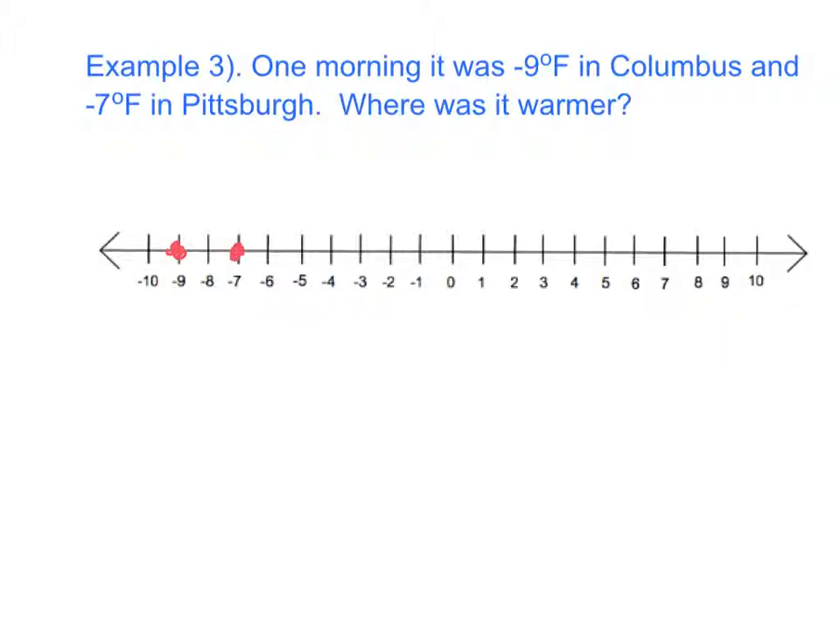So for it to be warmer, it would be a larger value. And remember, the number line can help us figure this out because the numbers farther to the left are smaller and the numbers farther to the right are larger. So -7 is farther right than -9. So where was it warmer? That would be right here, and that's Pittsburgh. So Pittsburgh was warmer.